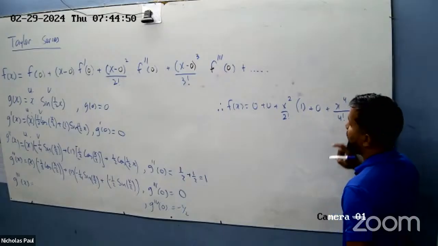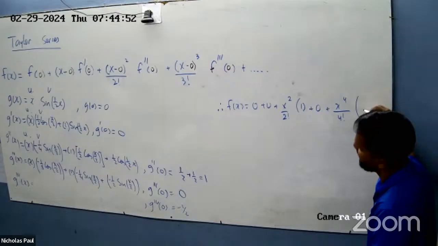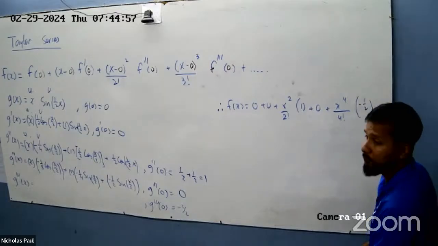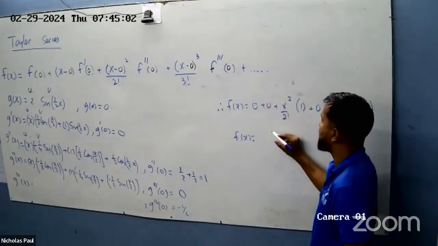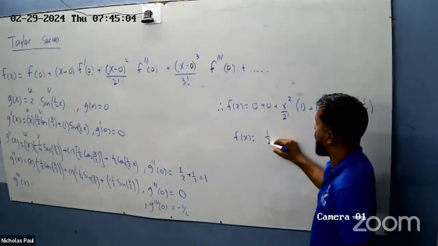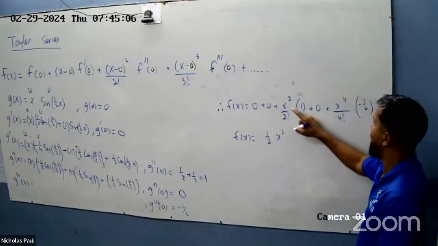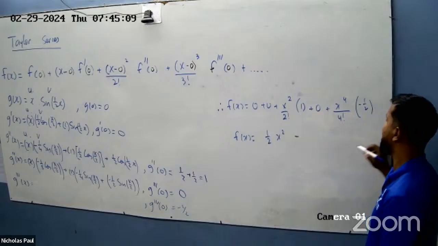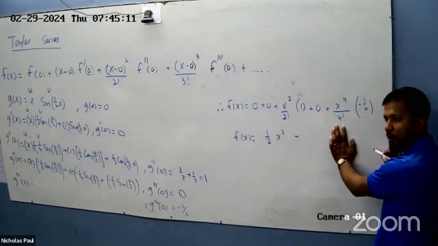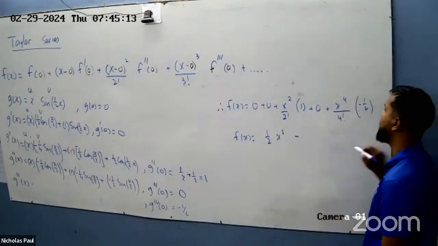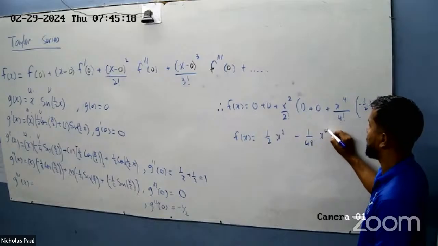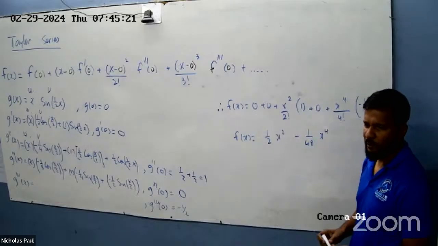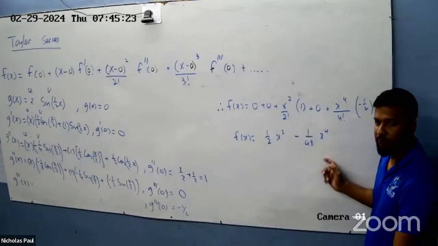x to the 4 over 4 factorial by minus a half, you got, right? So the final answer for f of x, remember, is Maclaurin's. This will be 1/2 x squared minus 24, and 24 by 2 is 48. So you'll see why we had to go to the x to the 4 term, right?